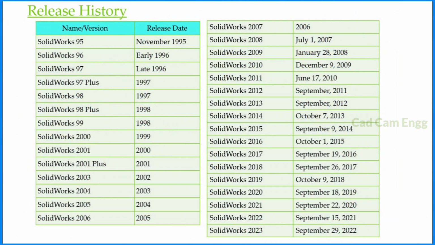Next, the release history. We already discussed the first version: SolidWorks 95 was released in November 1995. After that, they released updated versions every year. At present, SolidWorks 2023 is available in the market. It was released on September 29, 2022. The new version was released a few months ago. We are going to discuss the very latest version in this course.